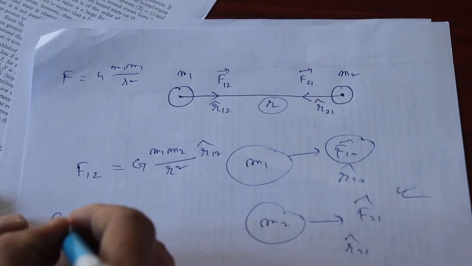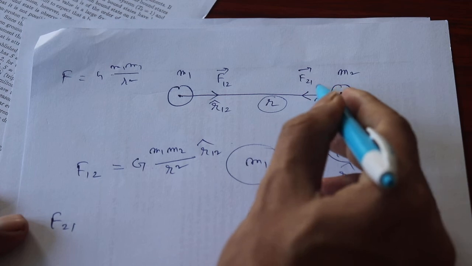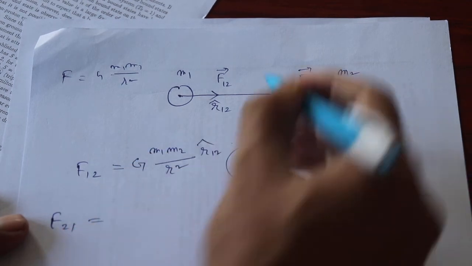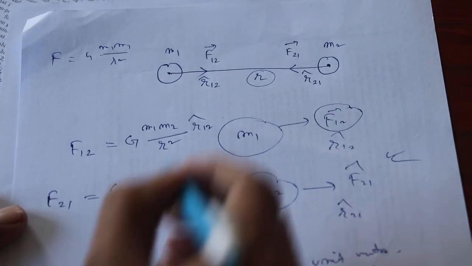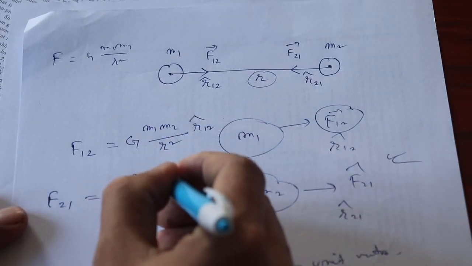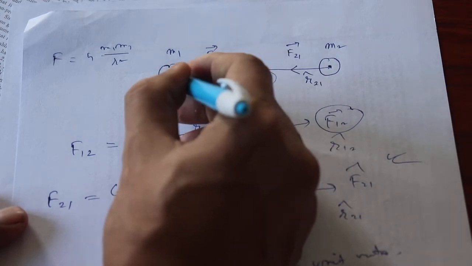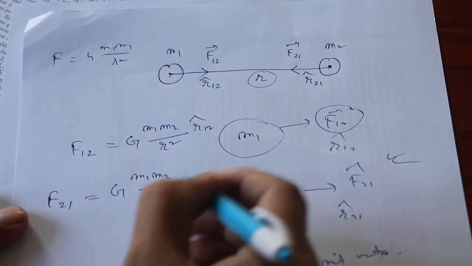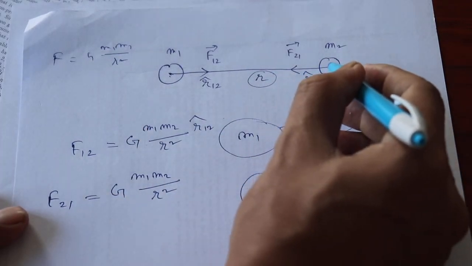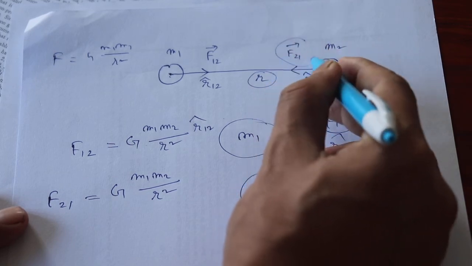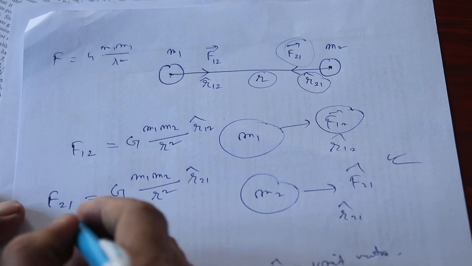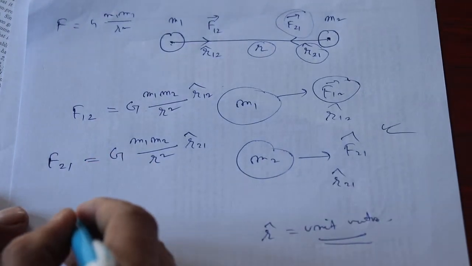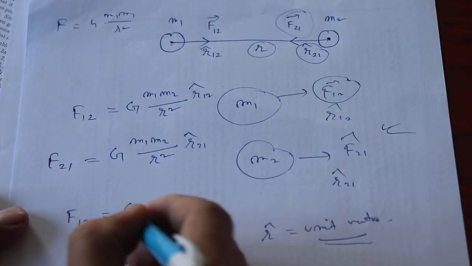Similarly, for the second one, the force is F21 here. Go ahead to the other side, write G as before, because G is a constant, will not change. Select the two masses, you have M1, M2 divided by, again the separation, R square. Then you select the unit vector related to F21, which is nothing but R21 here.